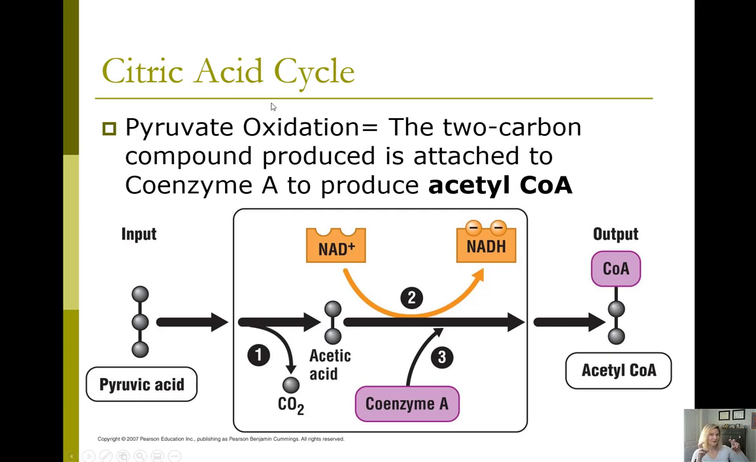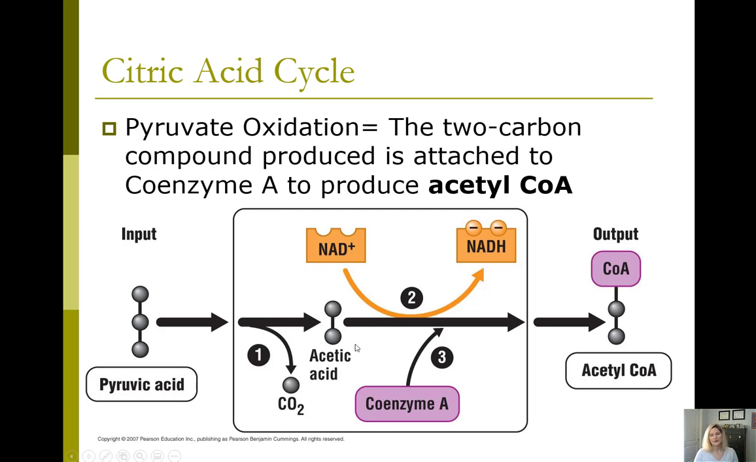So this is part of the citric acid cycle, but this takes place outside of the cycle part of the citric acid cycle. And this is where that pyruvate or pyruvic acid is going to undergo oxidation. Okay, so what does oxidation mean? Oil rig, it's going to lose more electrons. So we're going to end up with that pyruvic acid release one of those carbons. Okay, so as it's releasing one of those carbons, that carbon will become carbon dioxide. So we'll be releasing some carbon dioxide in the first step. And then that leaves us with 2 carbons, which forms this acetic acid.